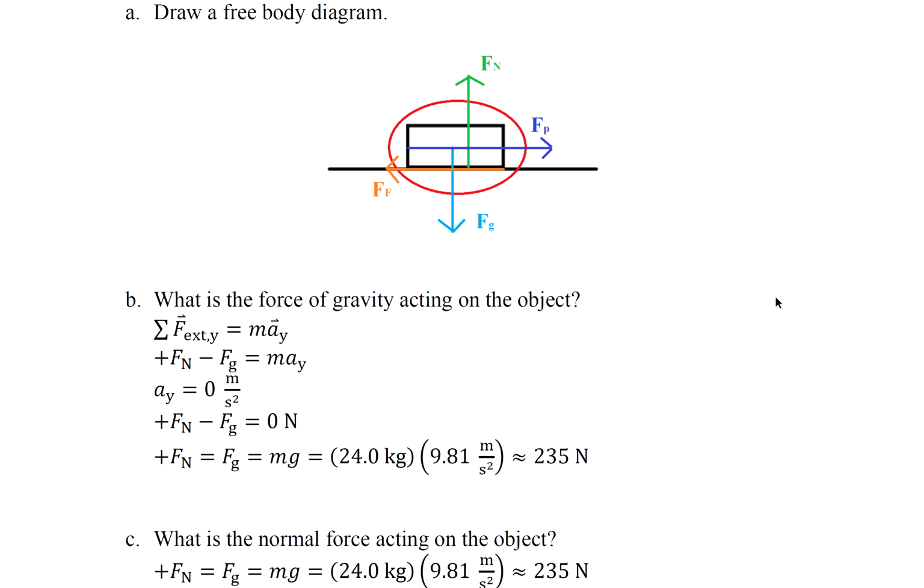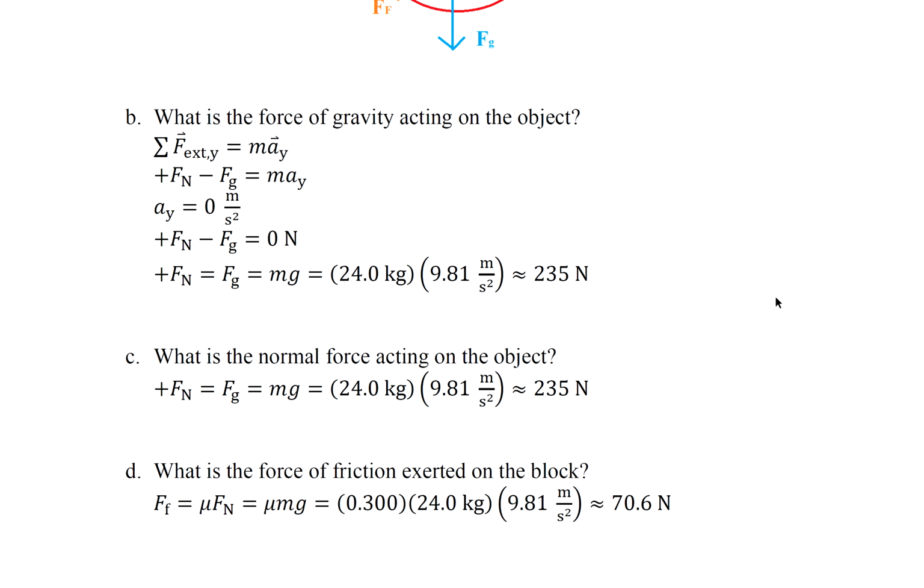Part B, what is the force of gravity acting on the object? We know this object is not jumping up or down. So a sub y is 0. So plus force normal up minus force of gravity down equals ma sub y equals 0 newtons. Since a sub y is 0, force normal equals force of gravity equals mg. Part C, what is the normal force acting on the object? Force normal equals force of gravity.